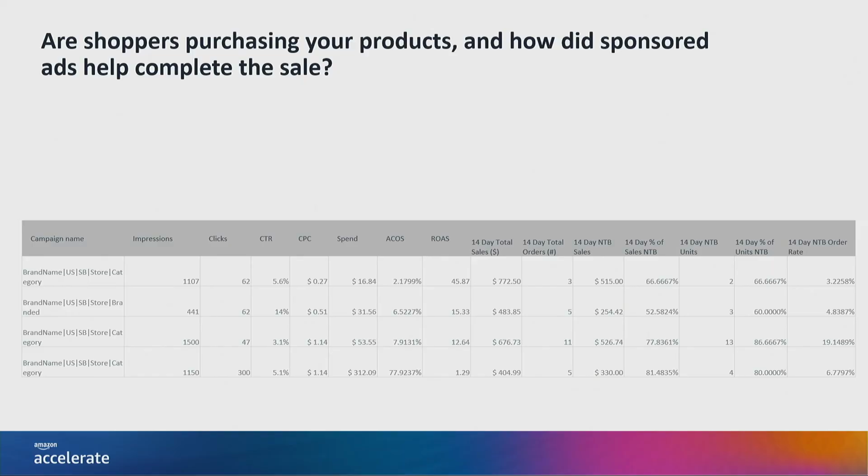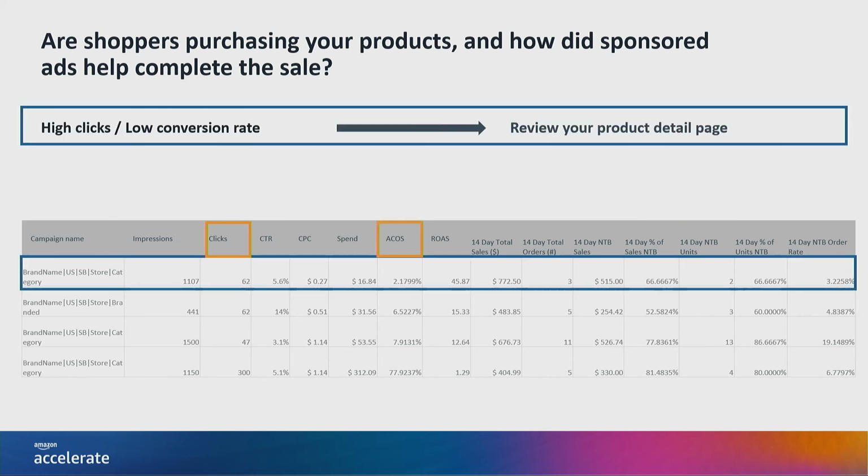This next scenario is asking if shoppers purchase your products, how did sponsored ads actually help complete the sale? If your key goal was to drive sales, measure how many clicks converted into orders, as well as your ACoS. For a new product with limited awareness, it may take additional budget to drive sales, resulting in a higher ACoS. If your campaign has high volumes of clicks but low conversions, review your product detail page and consider making some of the improvements we covered earlier.